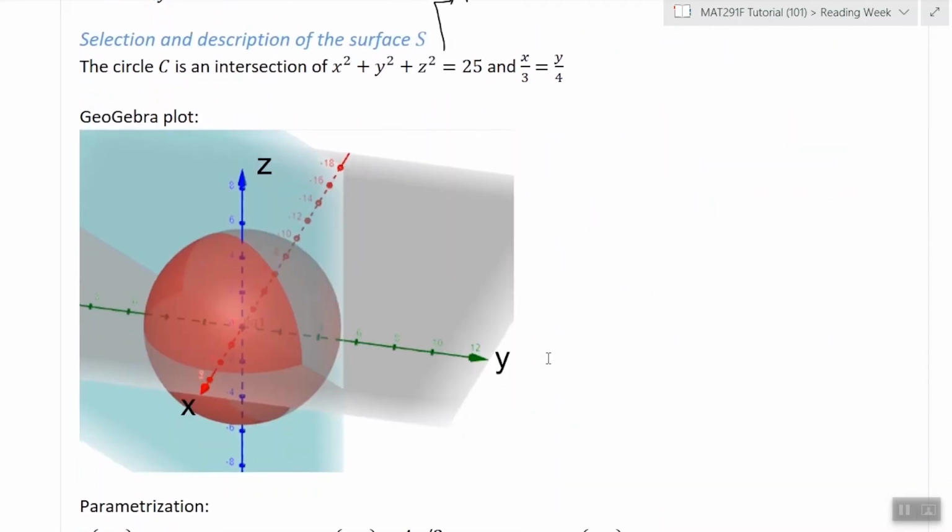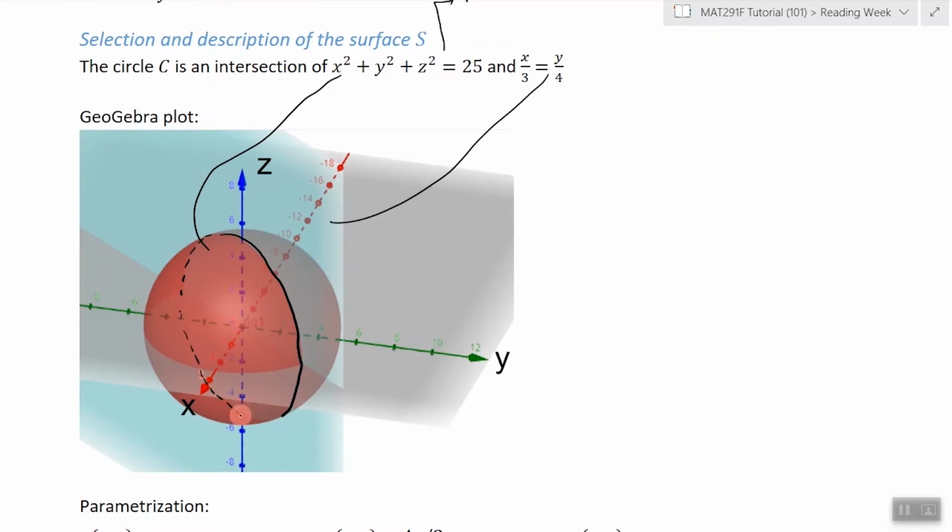When I plot, I used GeoGebra to plot this. This would be the sphere, and this would be the plane. And then the circle that lies on the intersection is exactly the contour C, right? So this is how it looks.